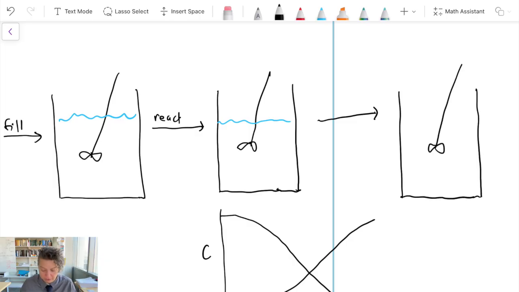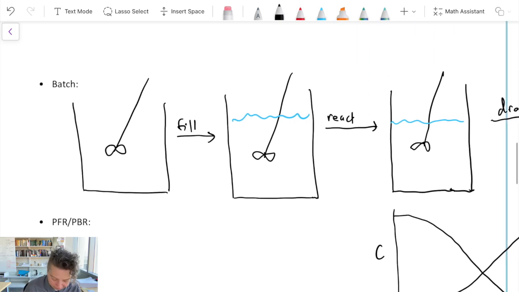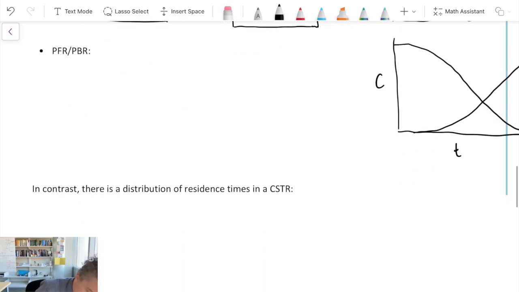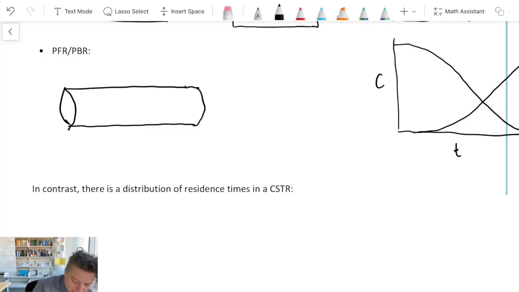So we drain the reactor. So basically what happened there is every single one of those molecules spent the exact same amount of time inside that reactor, basically from the time it was filled to reacted to draining. Similarly, in the PBR and PFR, based on the assumptions that we've made where there's no mixing in the axial dimension, what that means is that molecules are kind of staying constrained within these volume slices.